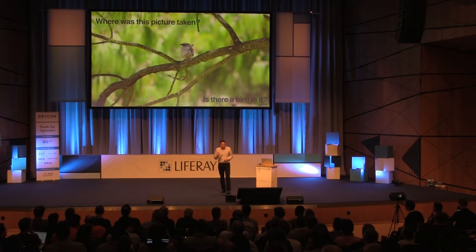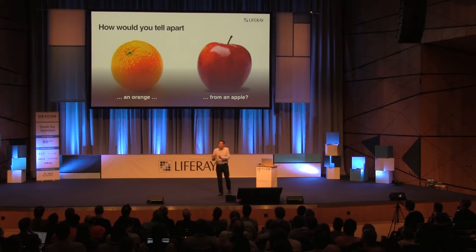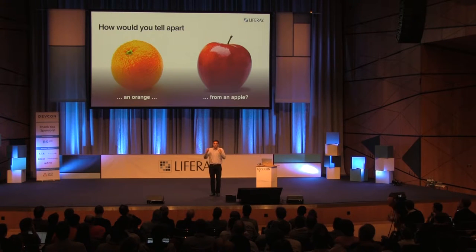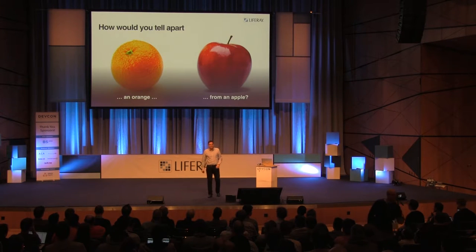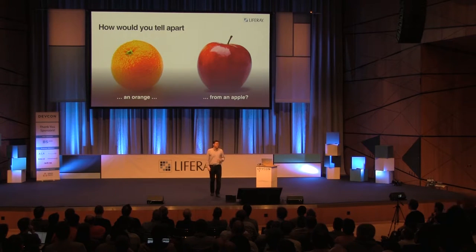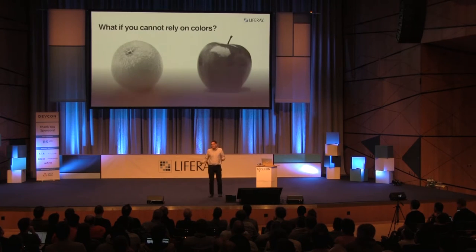Okay? So let's just start with something a little bit simpler. How would you tell apart an orange from an apple? This orange from this apple? Color. Nice. So color. One is orange and the other one is red. What if it's black and white. There are no colors. And sometimes when computers have to process images, you have to take away colors because they are pretty problematic. So what do you do?